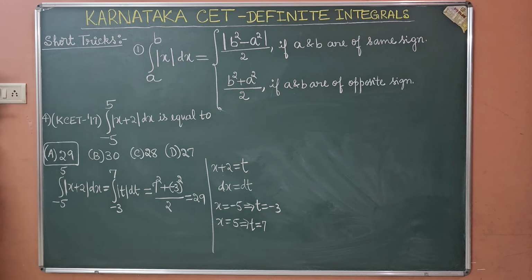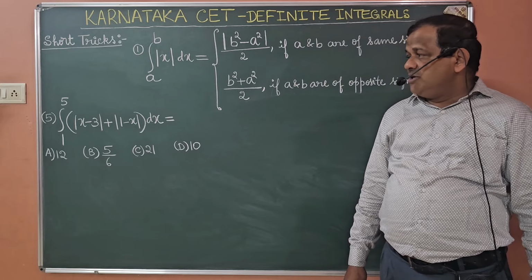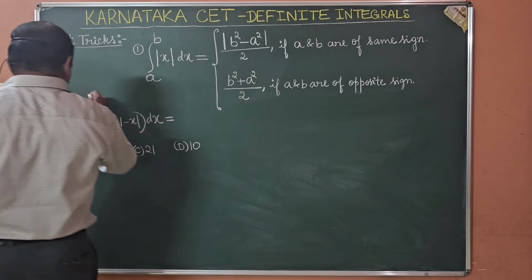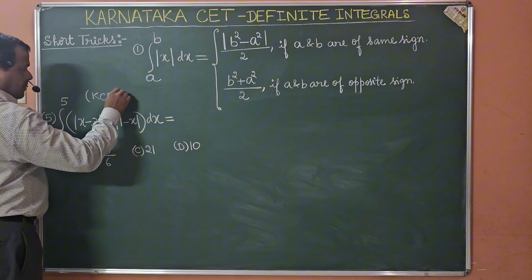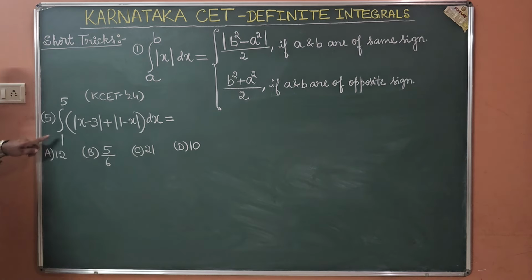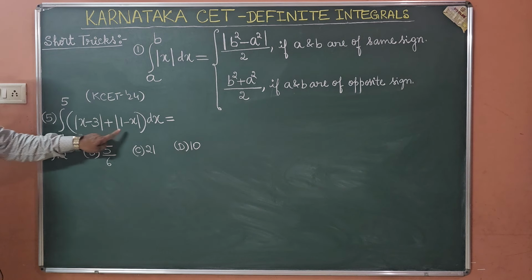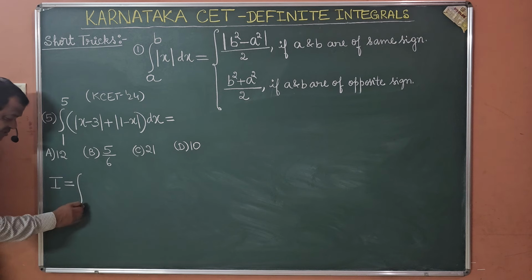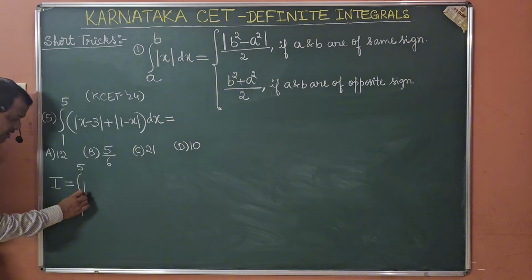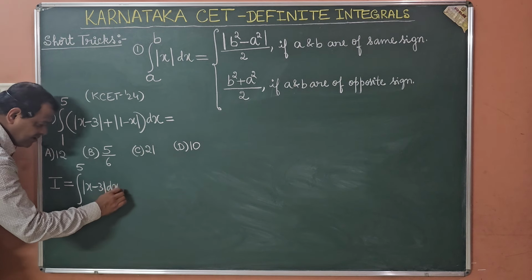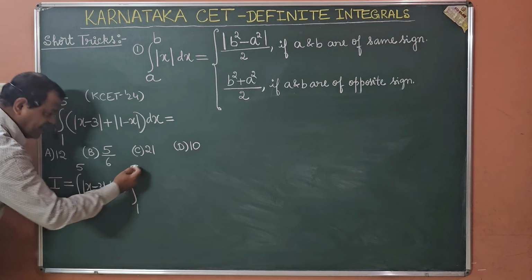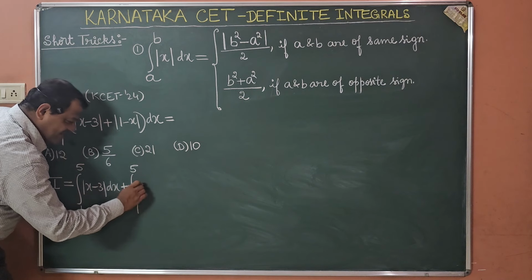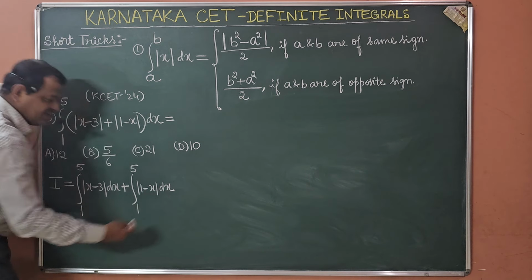Kindly go through. So here is a question from KCET 2024. See, integration from 1 to 5, mod of x minus 3 plus mod of 1 minus x dx is equal to. See, I teach you using the same shortcut. First of all, I can split and write this as integration from 1 to 5 mod of x minus 3 dx plus integration from 1 to 5. Can you see here mod of 1 minus x? That is the second integrand dx.